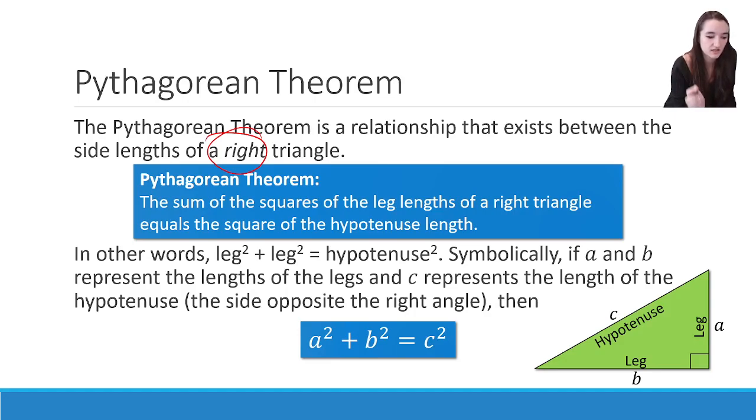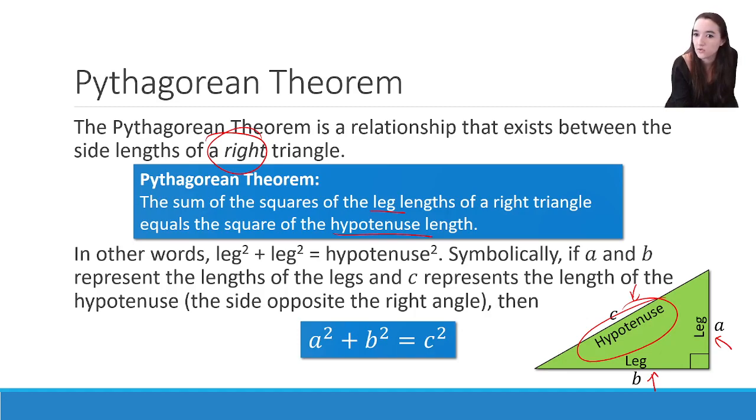The Pythagorean theorem states that the sum of the squares of the leg lengths of a right triangle equals the square of the hypotenuse length. Okay, but what is a leg length? And what is a hypotenuse length? Those are some new words, right? In a right triangle, the legs are the sides of the triangle that are adjacent to the right angle. And the hypotenuse is always the longest side, the one that is across from the right angle. So this is always the setup. The hypotenuse is always this side across from the right angle.